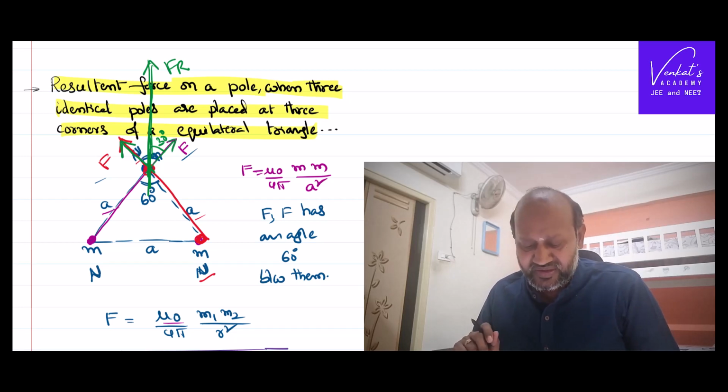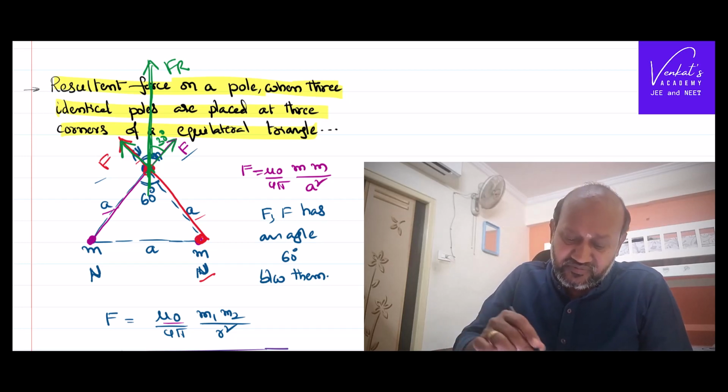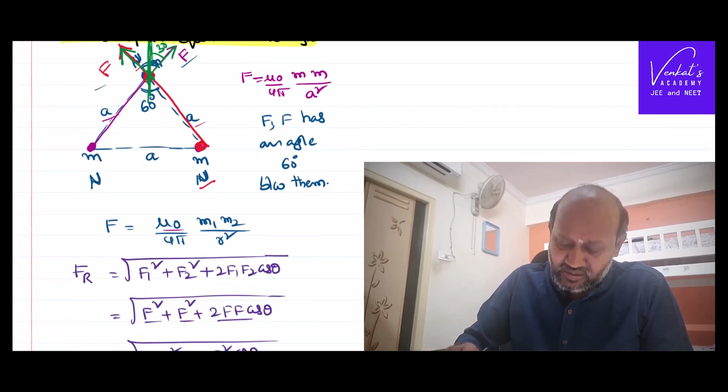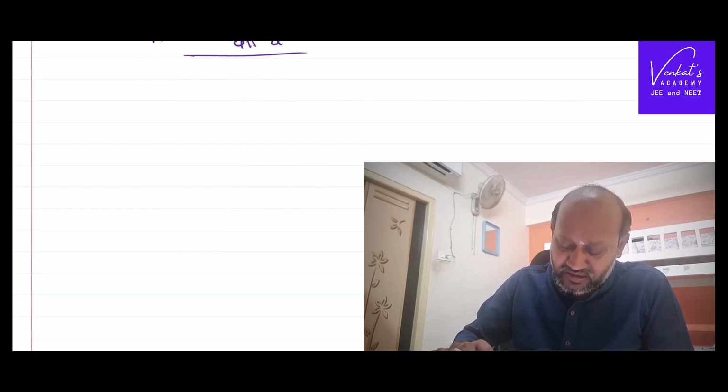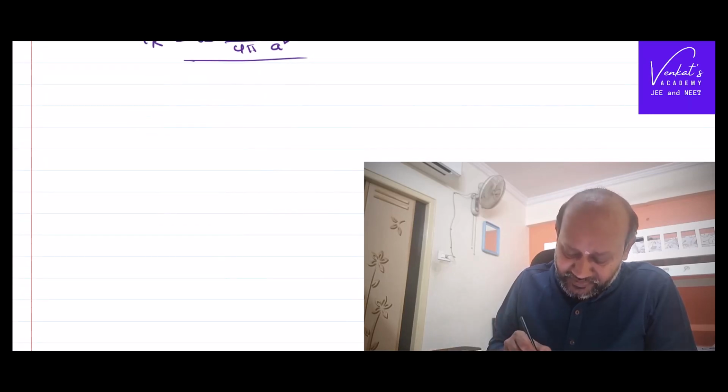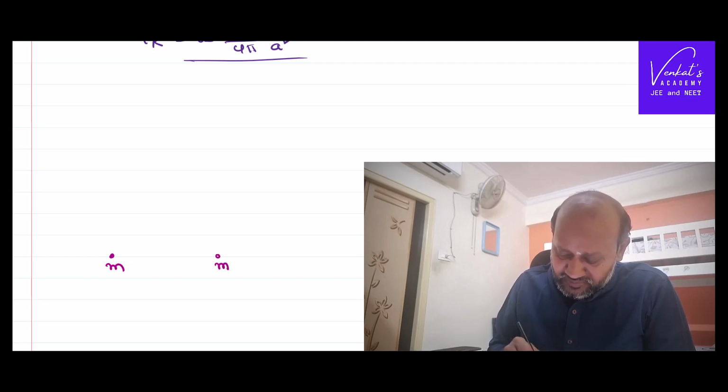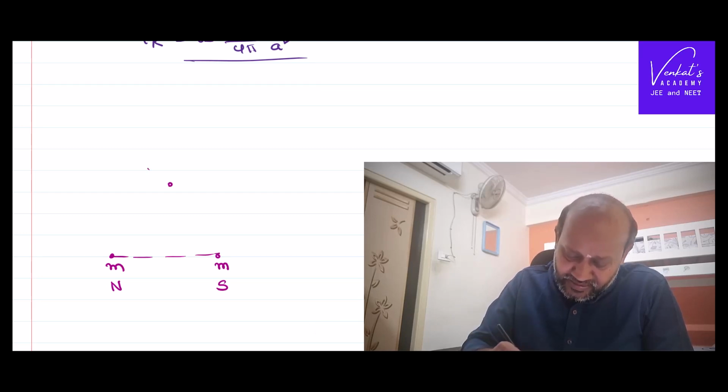Now, I just want to extend this discussion a little further by asking, what if these two poles are not similar in nature, but are opposite in nature? Meaning to say, this is a pole of pole strength M. This is also a pole of pole strength M. Well, this is a north pole, but this is a south pole, separated by the same distance. On the third corner keep the same north pole. At the three corners of an equilateral triangle, I want to find the resultant force at this corner.